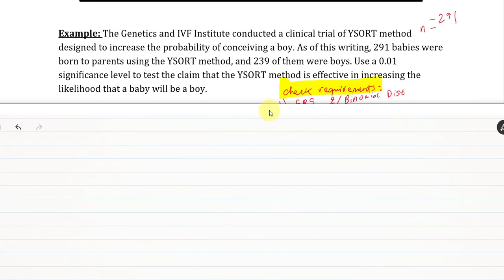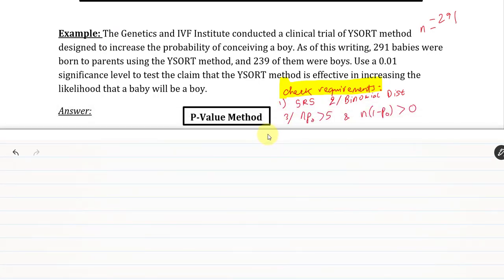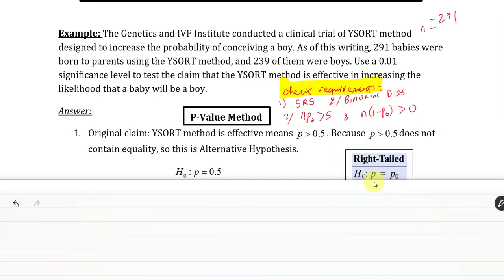Okay, so first thing again, let's try to use the p-value method. You have to check the requirements. We have 291 babies born, so that is the sample size n. Now this is a random experiment, so the simple random sample is okay. This is again a binomial distribution. We have two outcomes only, the boy or the girl. And then we check the inequalities: np0 is bigger than 5, and nq0 is also bigger than 5. Let's check that.